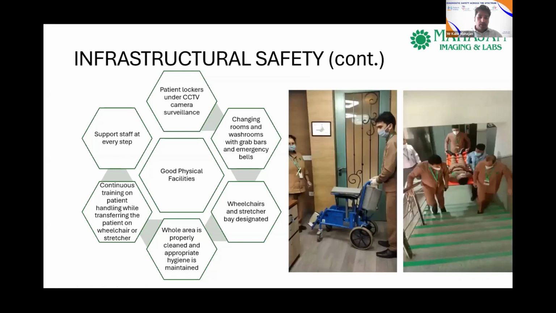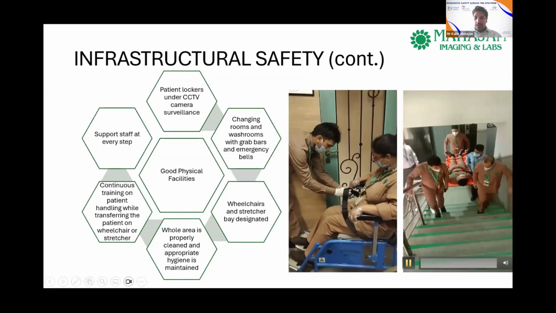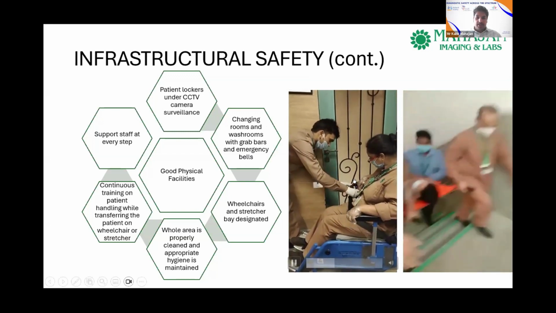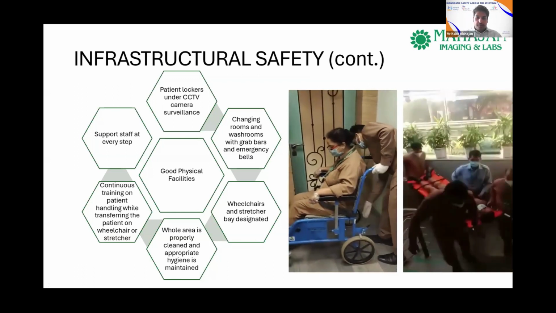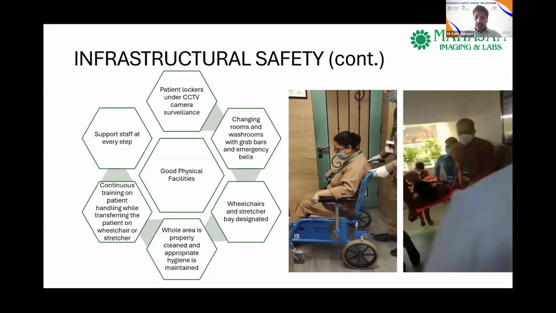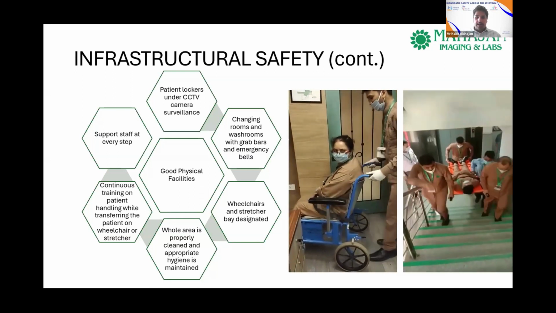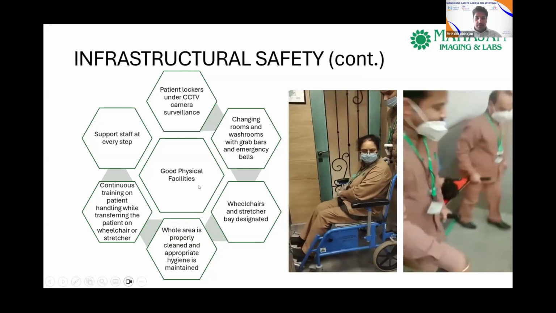Then changing rooms and washrooms are fitted with grab bars and emergency bells because patients are sick when they come to us. We have dedicated wheelchair bays and stretcher bays. Hygiene is maintained, and we strive for training at every step while handling the patient. So these are some videos. We actually take this very, very seriously. So we can see how training is performed for patients undergoing an MRI on a wheelchair, and for patients how they are carried out in case of certain emergencies.